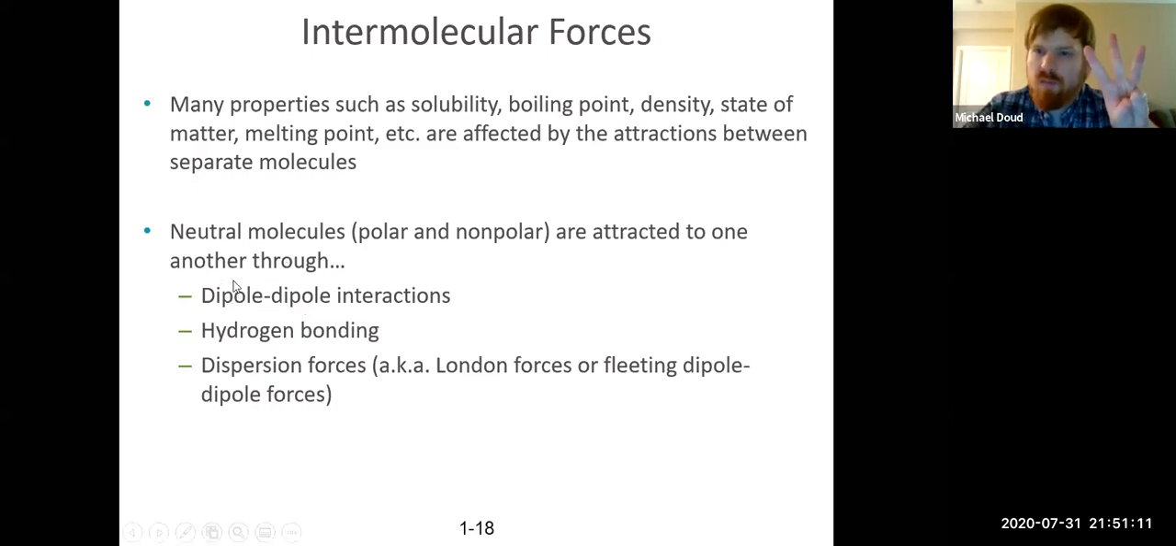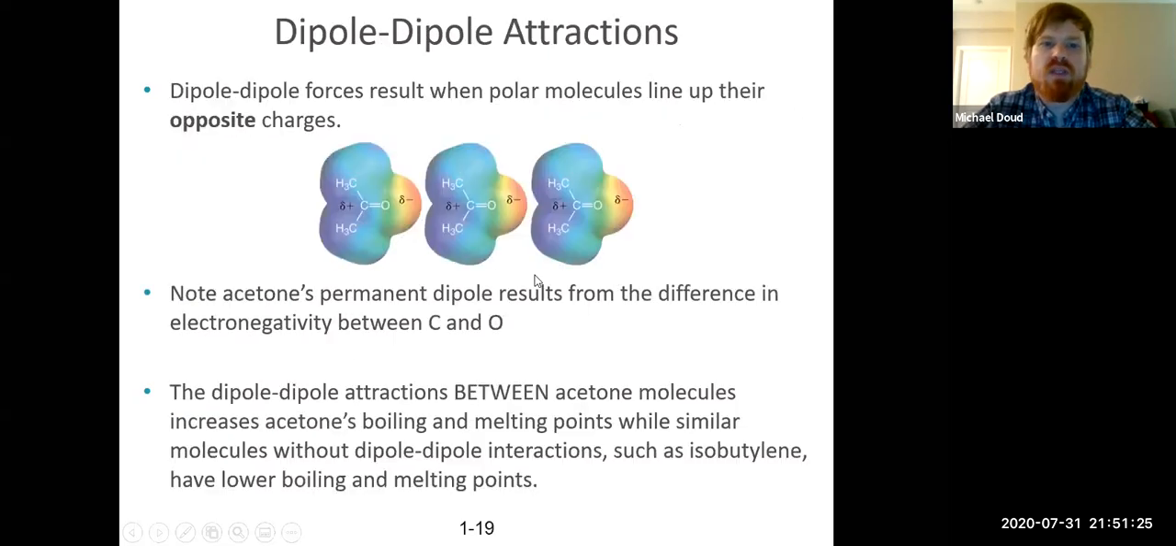And as a reminder, we have 3 different types. We have dipole-dipole interactions. Then we have hydrogen bonding, which is like a super strong dipole-dipole interaction. And then finally, we have dispersion forces, which you may have also called London forces. So let's just quickly review what these are.